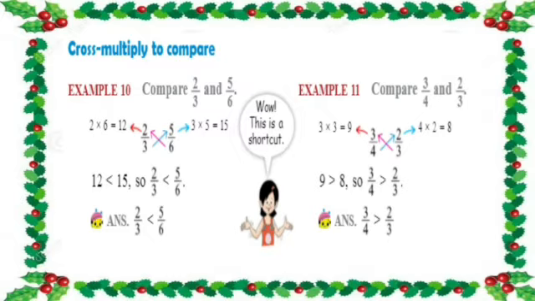Let us see another example. Compare 3 by 4 and 2 by 3. Let us take the fractions 3 by 4 and 2 by 3 and cross multiply. So when you cross multiply, you get 3 into 3 and 4 into 2. So 3 into 3 is 9 and 4 into 2 is 8. So 9 is greater than 8. Hence the fraction 3 by 4 is greater than 2 by 3. So this is also another method to compare the fractions.